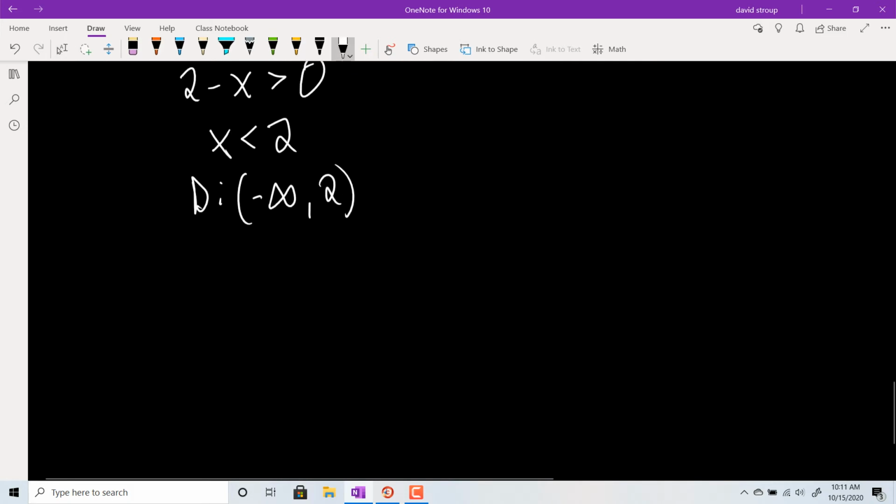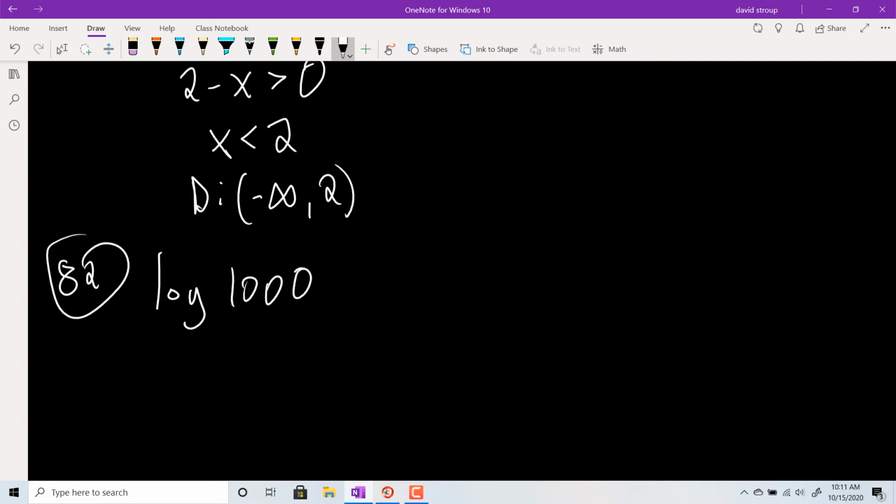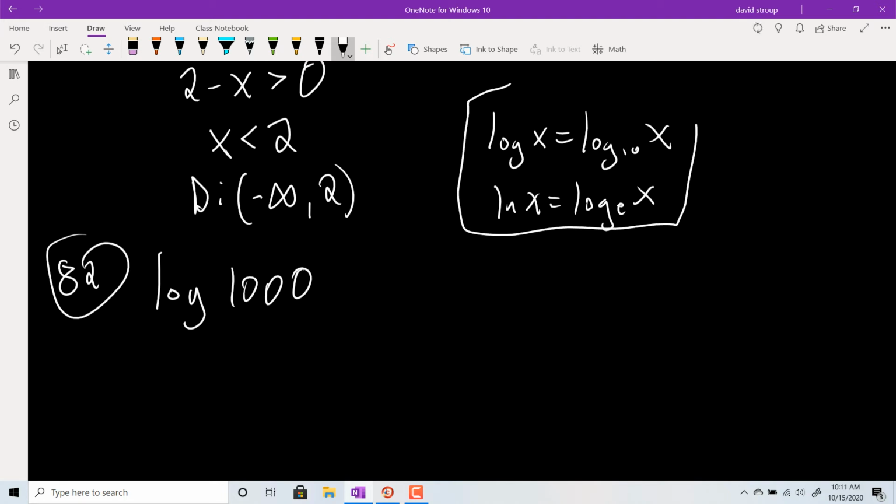More evaluations without a calculator. Evaluate the log. So these are common log and natural log. So remember the common log, log of x, is log base 10. And then the natural log is log base e. Okay. So here we go.